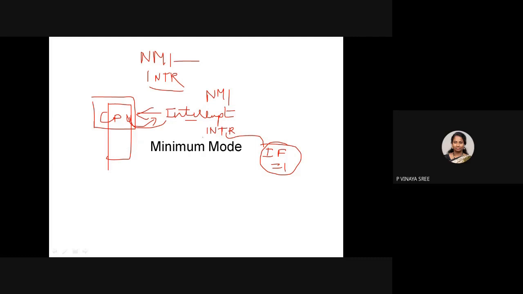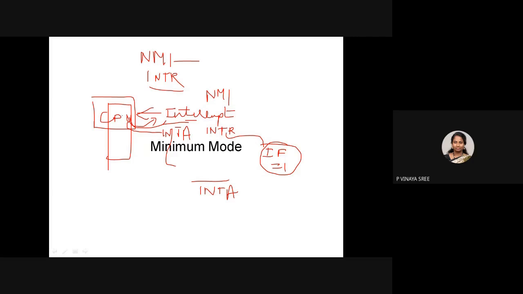In such a case, when it provides a service, it has to provide an acknowledgement to that device saying that I am providing the service. For that, it uses which pin? INTA bar. This I already discussed while explaining this concept. INTA bar is an acknowledgement given to the interrupt request saying that I will be providing the service to you.